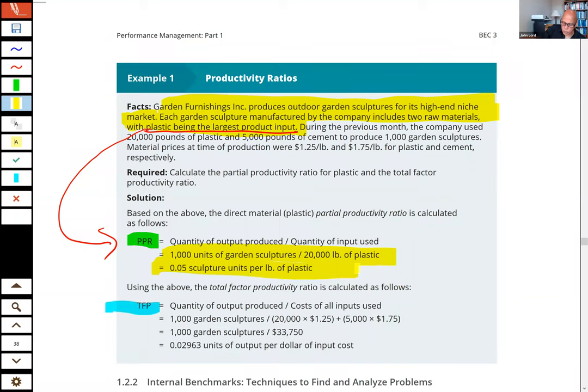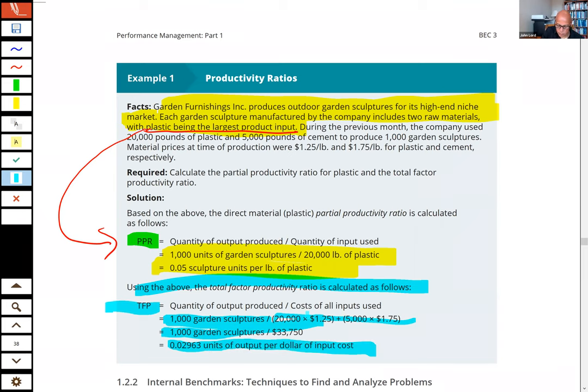Now, if we use the total, then we have to take a little bit of a different approach. What they do here, they still have the 1,000 garden sculptures in the numerator, but in the denominator, they weight the inputs by the respective price associated with each one of those, right? And so now we come up with this 0.02963, and that's really cents, right, of output per dollar of input. Okay, they used everything here.